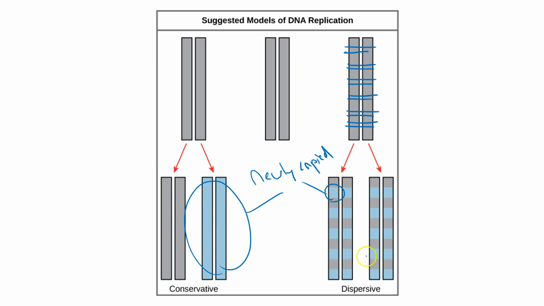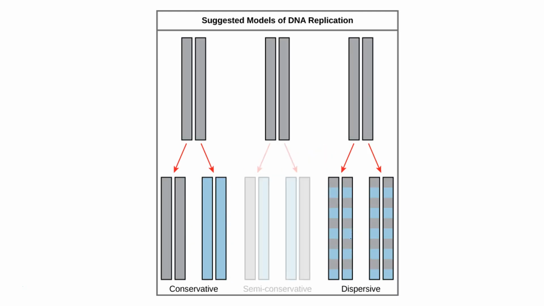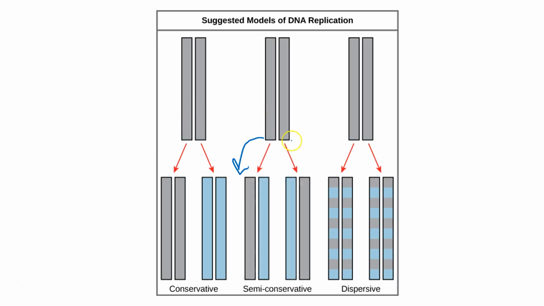That was the dispersive method, and then another method was that perhaps this strand went this way and this strand went this way, and then they each were used as a template strand to create a new copy of the other strand. Then you would still end up with two new double-stranded DNAs, but each of them has half of the original DNA and half new DNA, and so on and so forth.